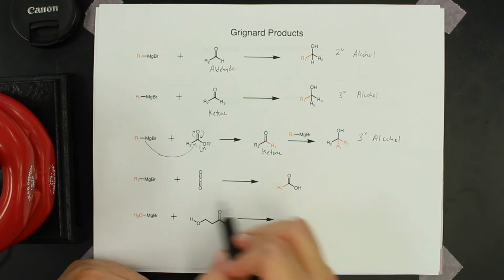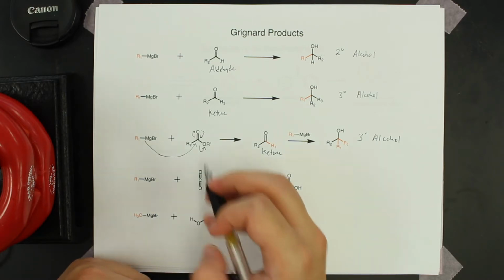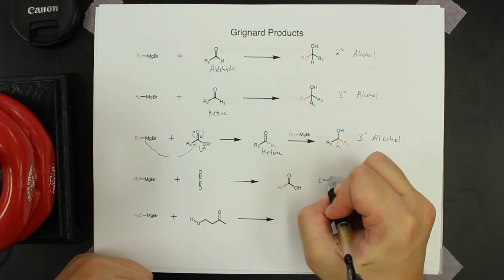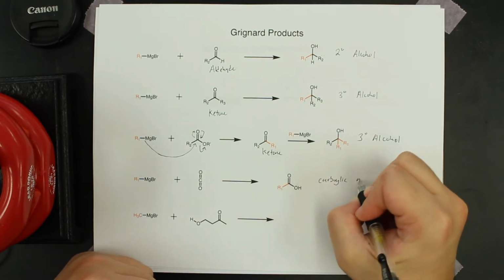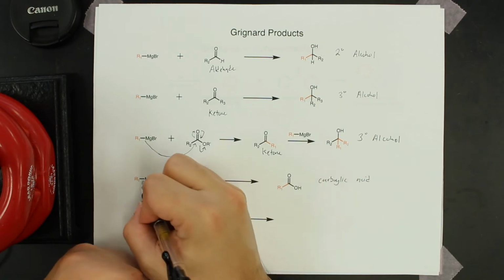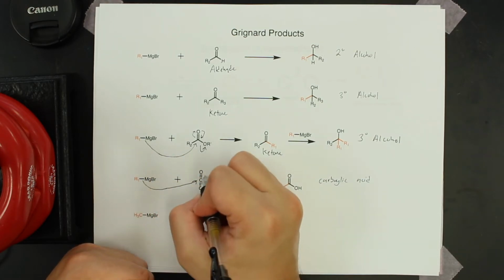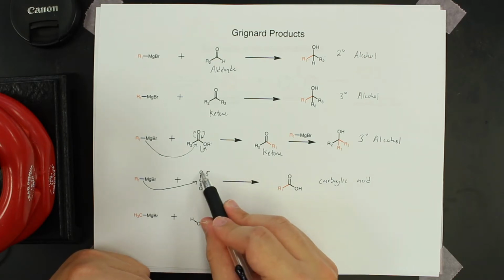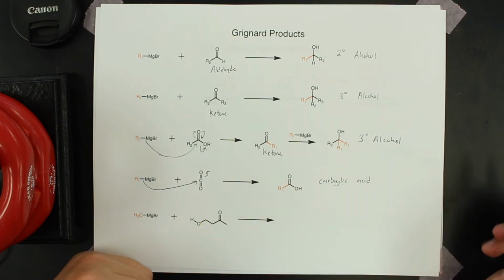In this example, you take the Grignard reagent and you react it with carbon dioxide, CO2, and you generate a carboxylic acid. Okay, so this would be attacking the carbon here, kick those electrons up, and then when you work up the reaction, you'll protonate this O and then form the carboxylic acid.